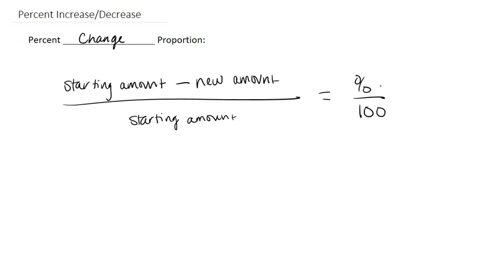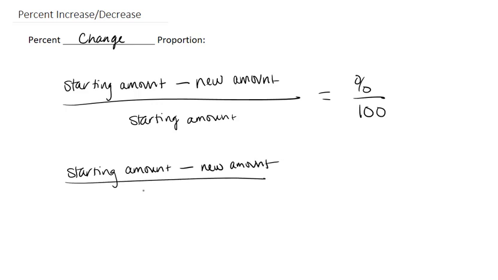And so a new way to also look at this, if you're looking for a percentage, is if you go starting amount minus the new amount over the starting amount, and then multiplying this whole thing by 100, which is then equal to percentage. Because we could rearrange this by multiplying by 100 on both sides to get rid of it on the right-hand side. So now let's look at some examples.